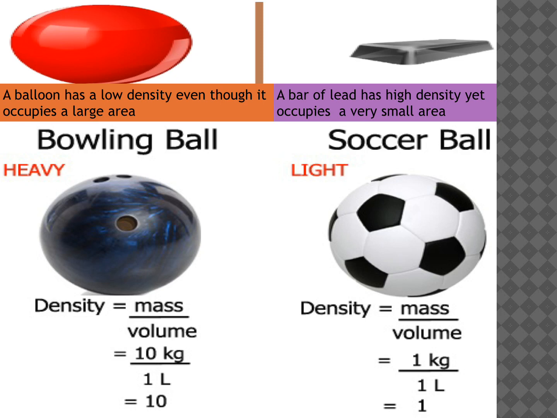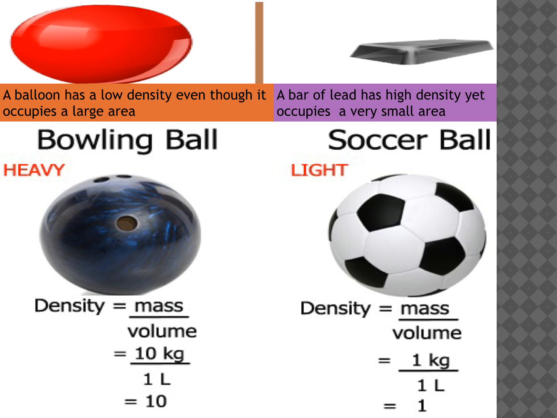You already know that everything around you has different mass and different volume. It takes up different volume. So let's take a balloon. For example, a balloon has a low density, even though it occupies a large area. A bar of lead has a high density, yet it occupies a very small area.